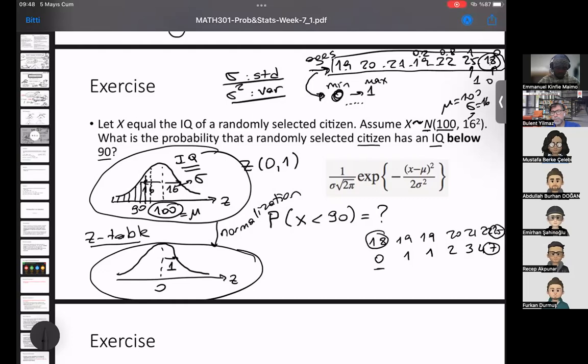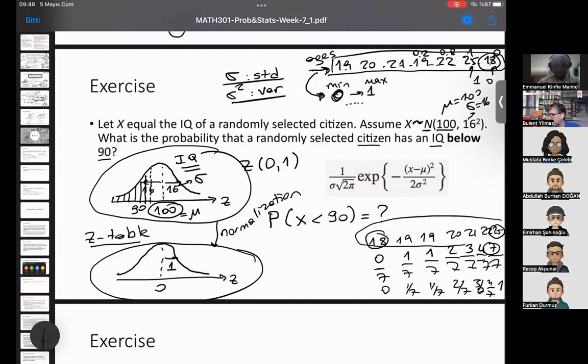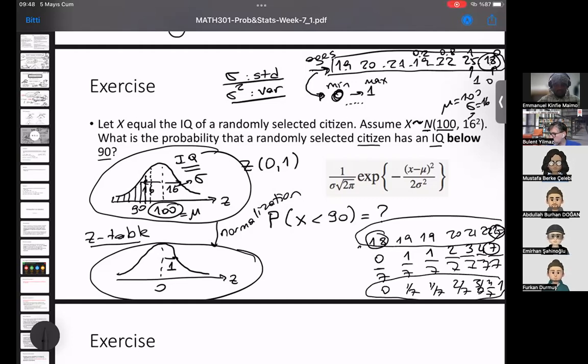Then what should I do? Divide everything by 7. Now I have 0, 1 over 7, 2 over 7, 3 over 7, 4 over 7, and 1. Now my 18 to 25 data set has been changed into a 0 to 1 data set. This is called a way of normalization, one of the approaches. Is this clear, guys? Normalization can be done like that.